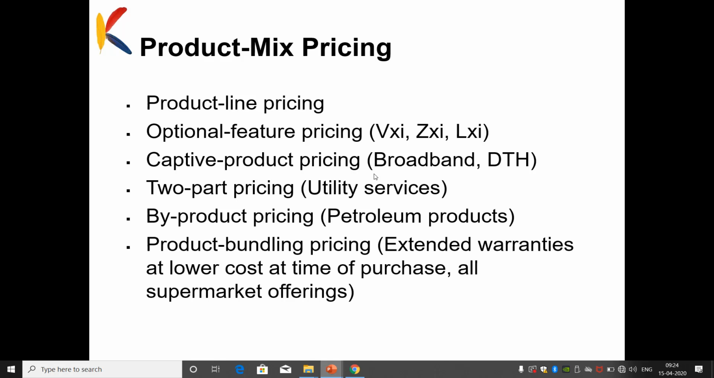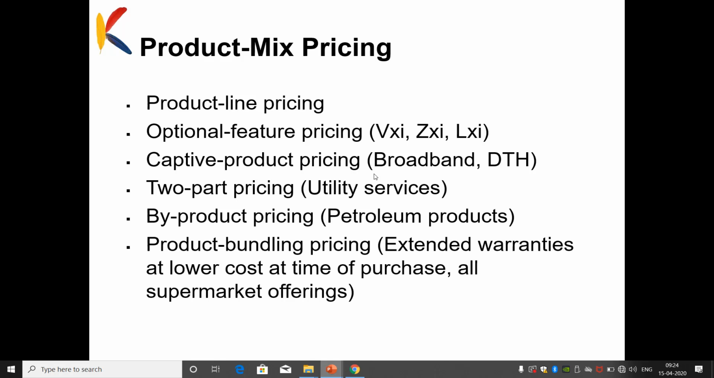Then some companies adopt captive product pricing. Captive product pricing means the first product is at a very low cost, and then companies charge heavy or high markups on the captive products. Like broadband service installation and direct to home services, the installation is almost free, at a very low cost, and after that they think they can fetch good revenue in the aftermarket prices.